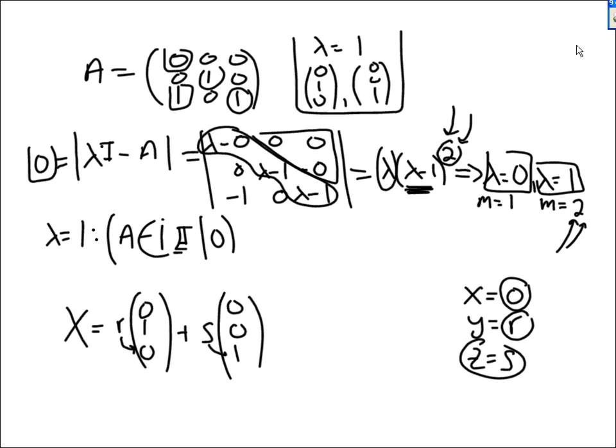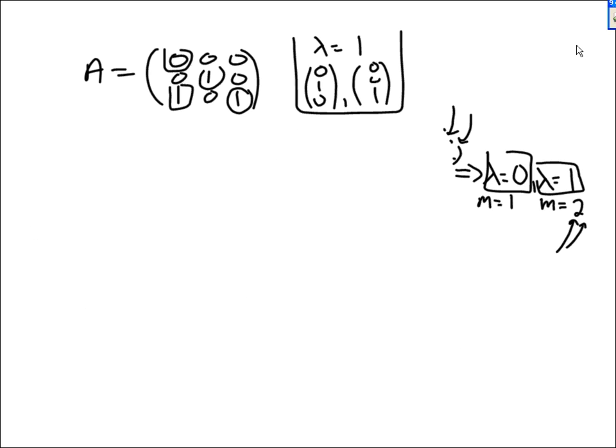Okay. Now, I want to talk about why I did that one first. Because since A is a 3 by 3, I need to come up with 3 linearly independent eigenvectors. And when lambda is 1, since the multiplicity was 2, I might run into trouble there. Okay? So what I did was I checked that first.